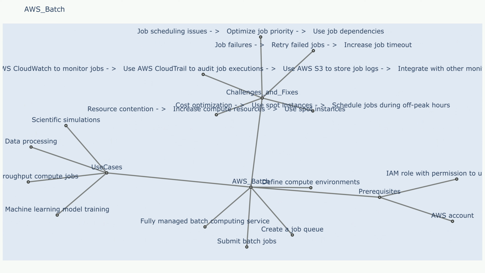Integrate with other monitoring tools. Use third-party monitoring tools to augment AWS CloudWatch. Integrate with Prometheus, Grafana, or other monitoring solutions. Utilize APIs and integrations to collect and visualize data from AWS Batch.